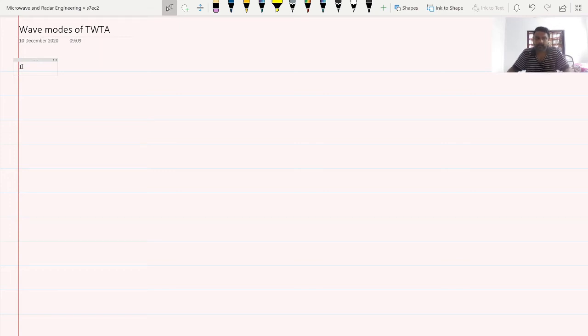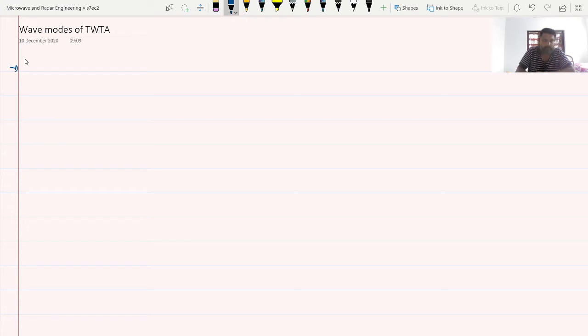Welcome to the next session of traveling wave tube amplifier, which is called wave modes of traveling wave tube amplifier. In the previous class we had discussed the axial current, axial electric field, as well as the conversion current, based upon the equations obtained for conversion current and axial electric field. We will try to see the different modes of operation of the traveling wave tube amplifier. Let me proceed from here.